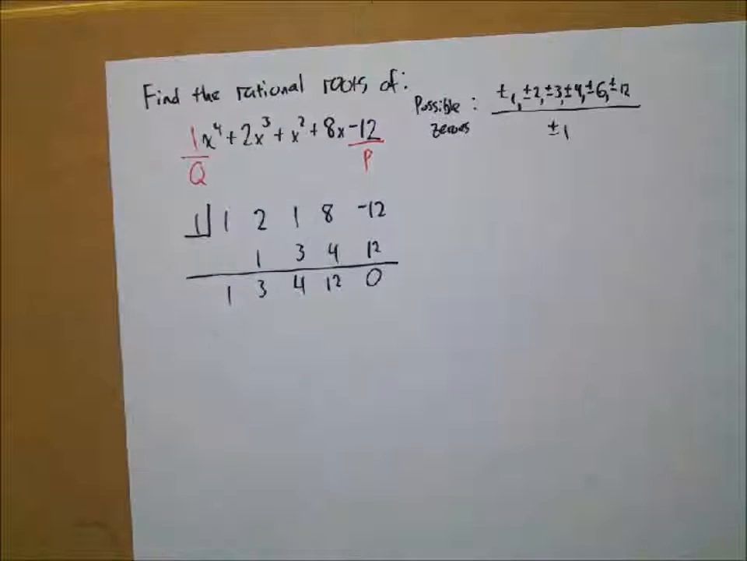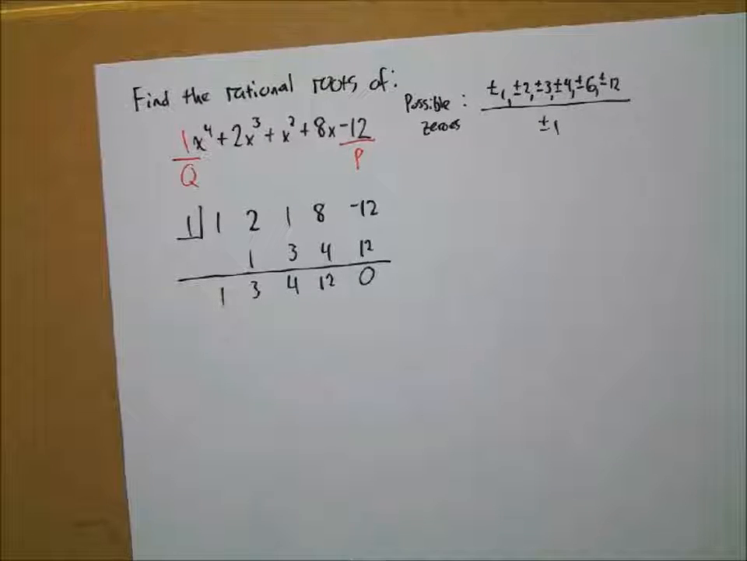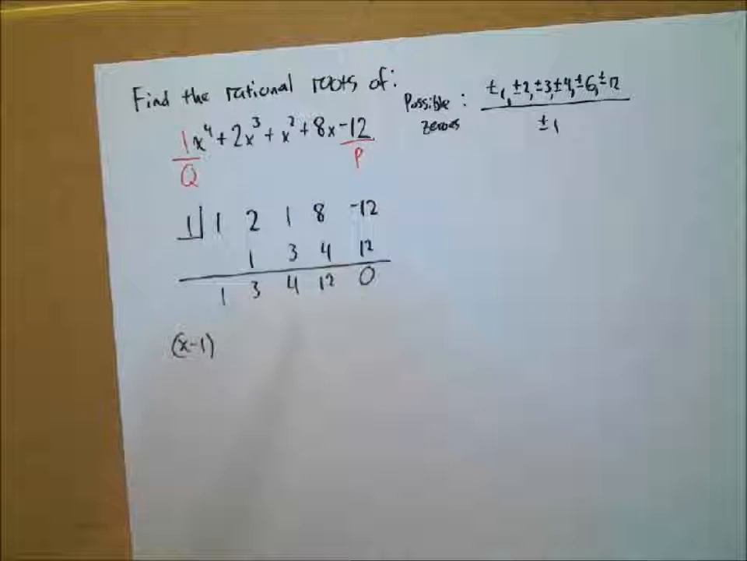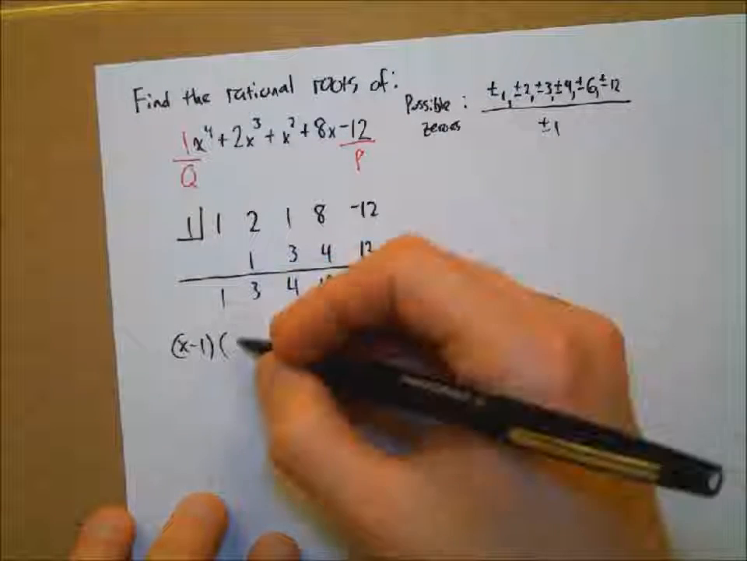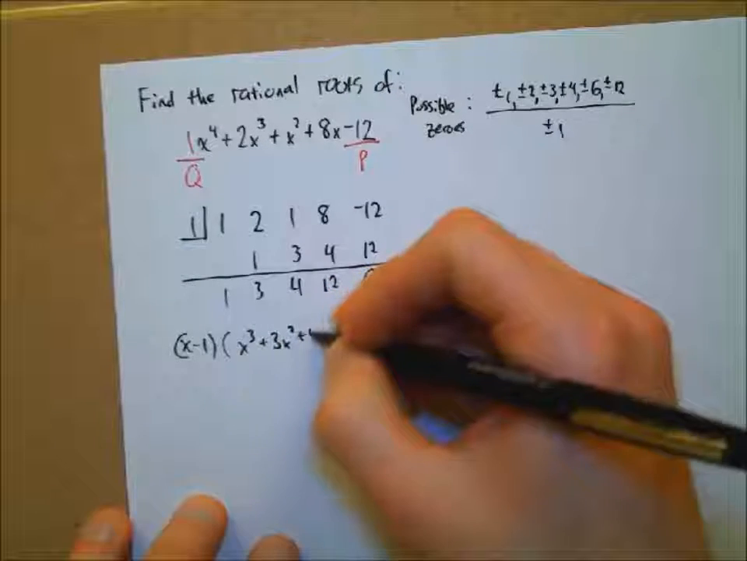Okay? So that means x minus 1, okay, we could factor this thing with an x minus 1 there. So we'll factor that x minus 1 out. And that leaves behind x cubed plus 3x squared plus 4x plus 12.